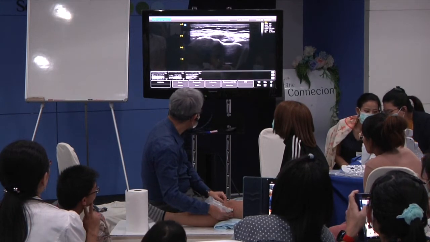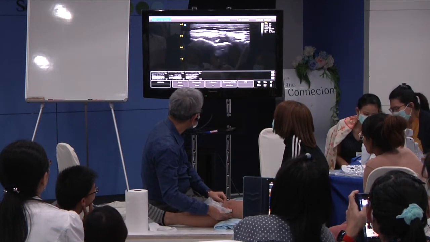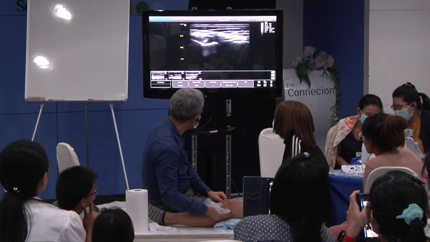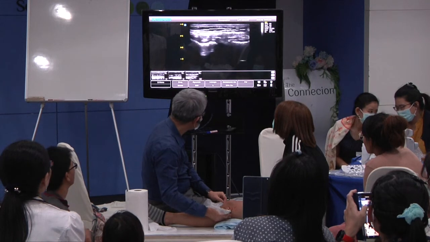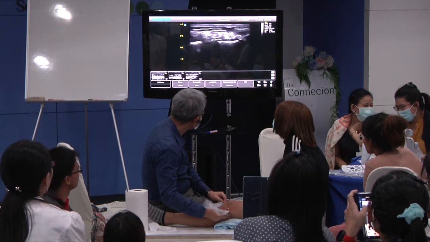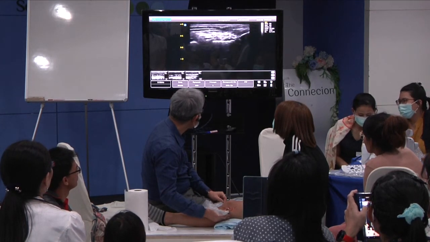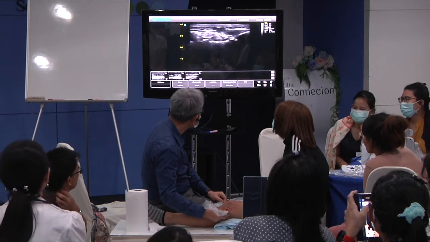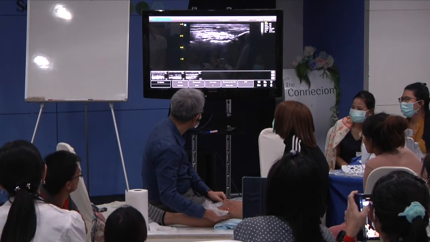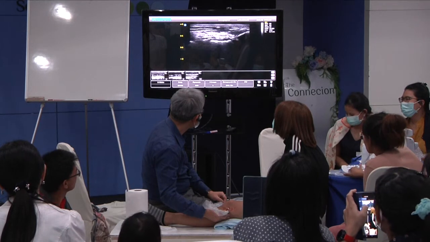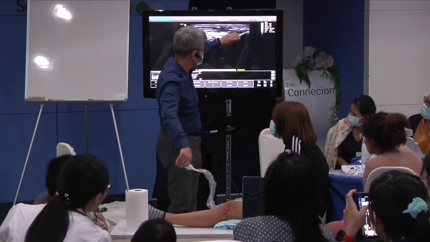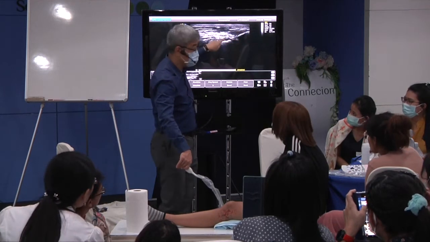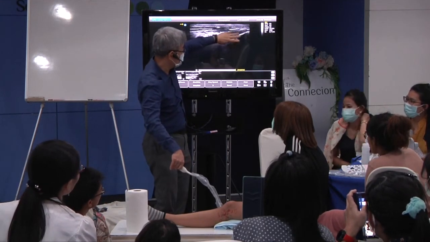So I need to trace. Head of the fibula. Okay, freeze. The fibers of the LCL are splayed.